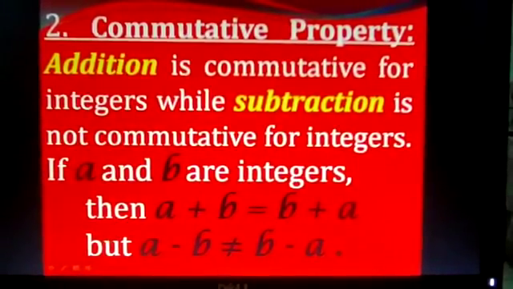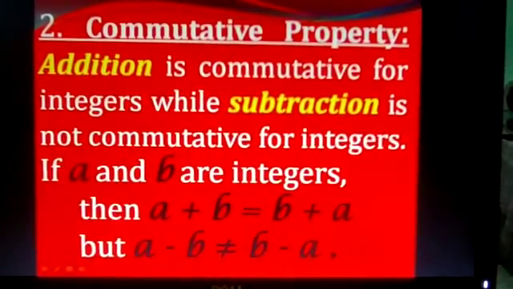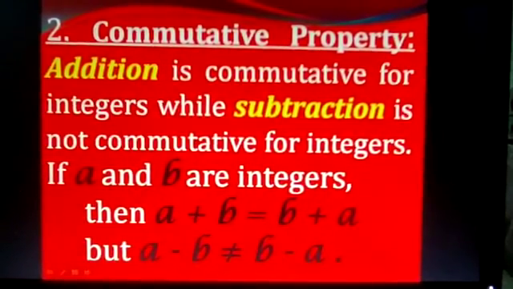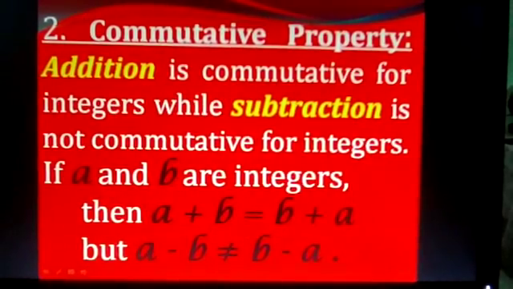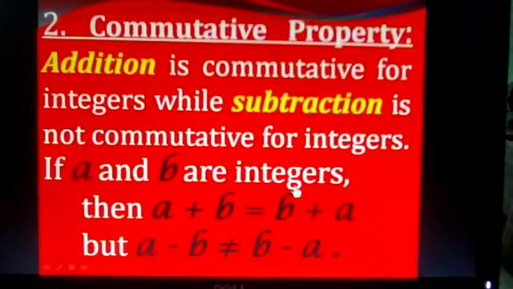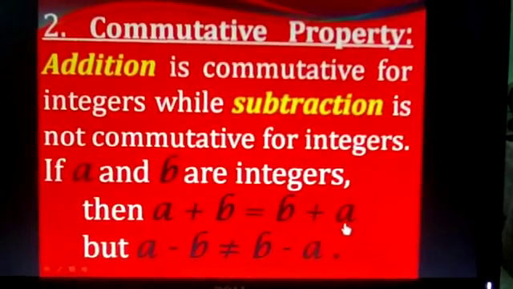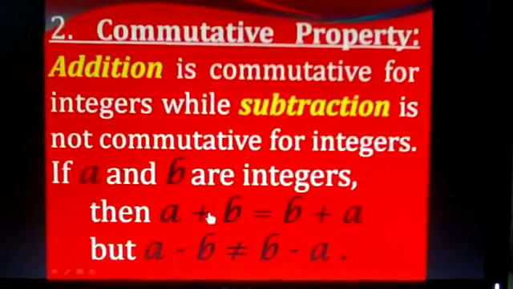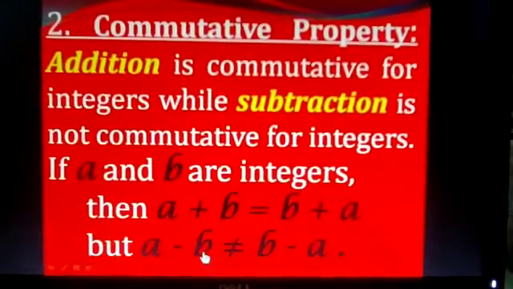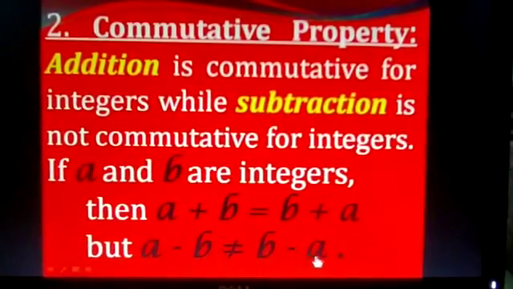The sum of two integer numbers is always the same. This means that the integer numbers follow the commutative property under addition. But the subtraction of integers is not commutative. If a and b are integers, then a plus b is equal to b plus a. That means in the case of addition, it is a commutative property. But in the case of subtraction, it is not commutative. That means a minus b is not equal to b minus a.